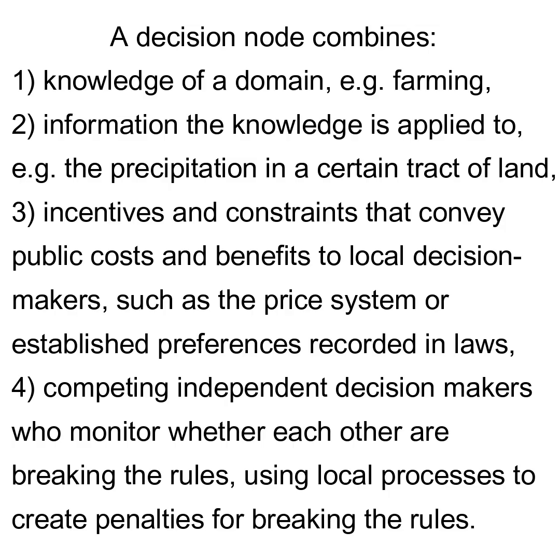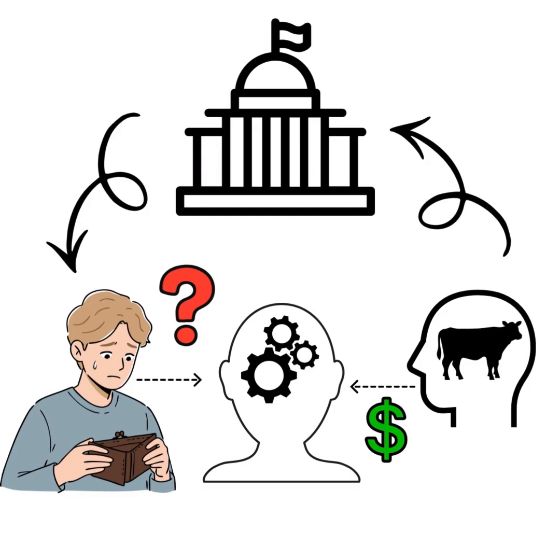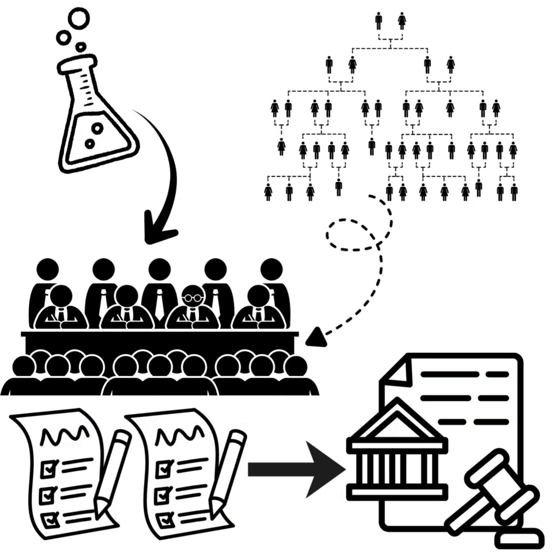And 4. Competing independent decision-makers who monitor whether each other are breaking the rules, using local processes to create penalties for breaking the rules. Major national and common established preferences, which can't be discovered through individual price transactions, are codified by legislators using imitation, trial and error, and intentional abstract scientific design.